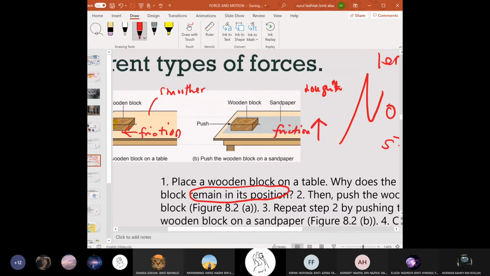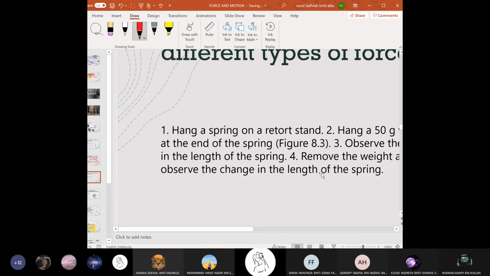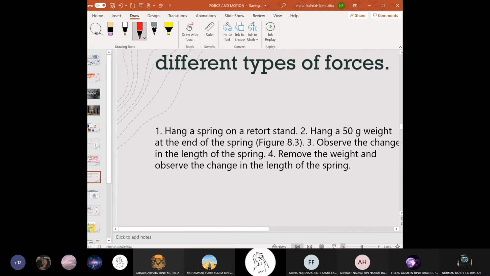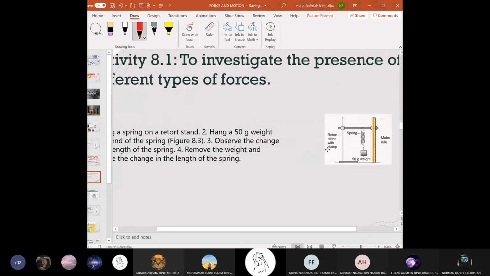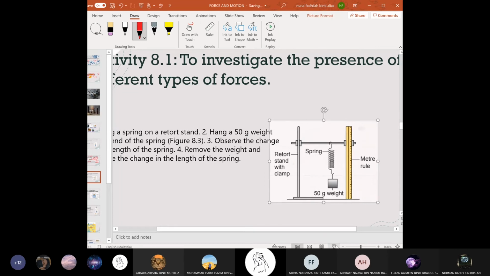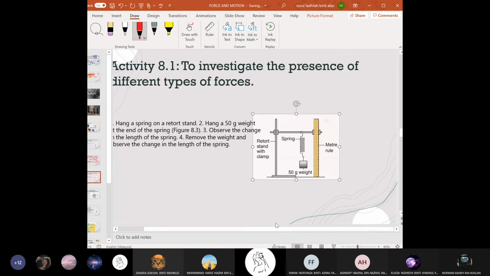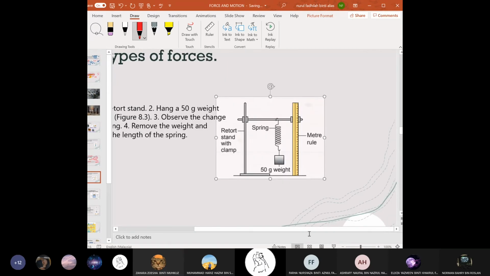Okay, next activity, hang a spring. Imagine that you have a spring. Where is the picture? The picture is too far to the side. Okay, let's say you have a spring here. Have you done an experiment in primary school? Have you ever done an experiment using a spring? No, never. But it's okay.